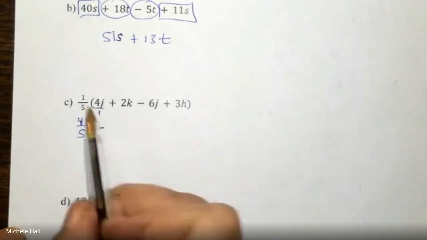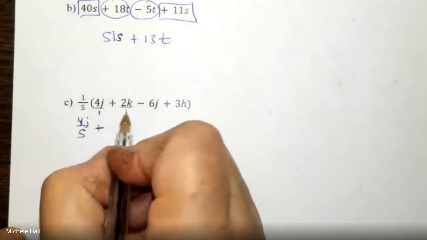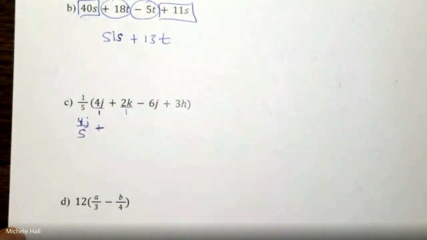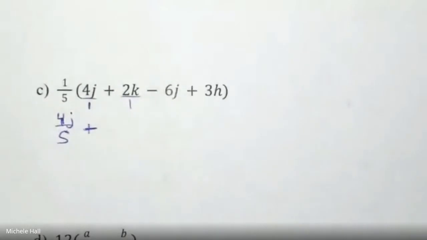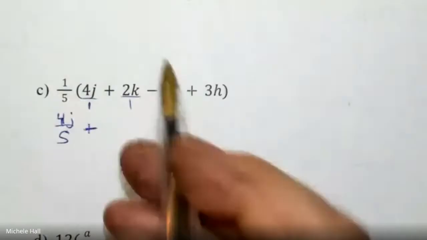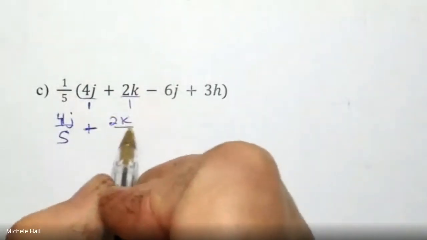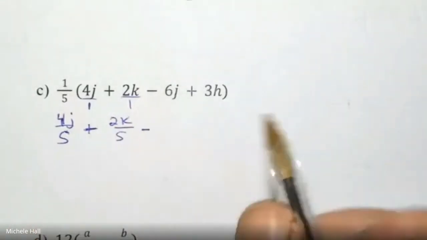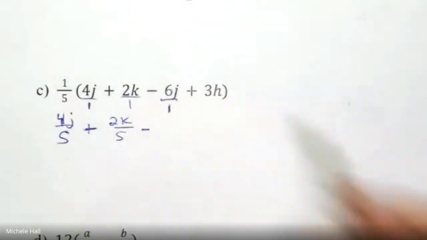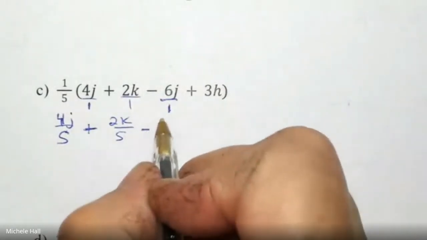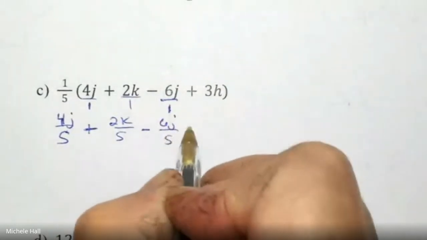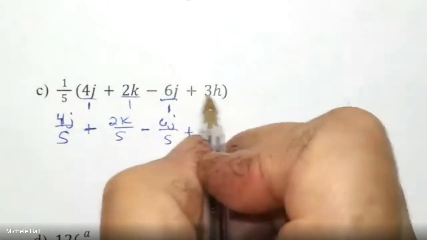Plus, now we have 1/5 times 2K. Multiply straight across. Yeah, so we get 2K over 5 minus 6J over 1. Multiply straight across. 6J over 5 plus. That's it.